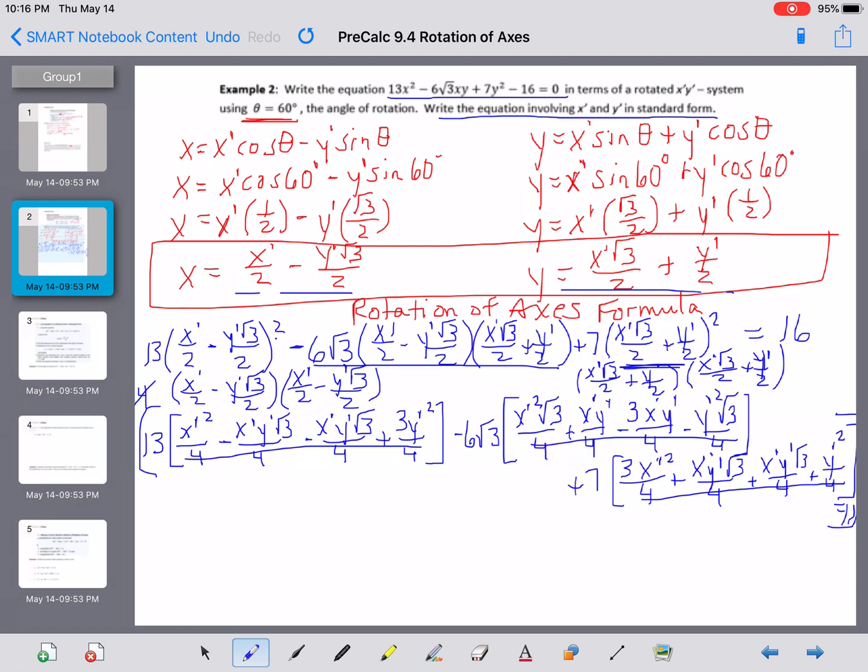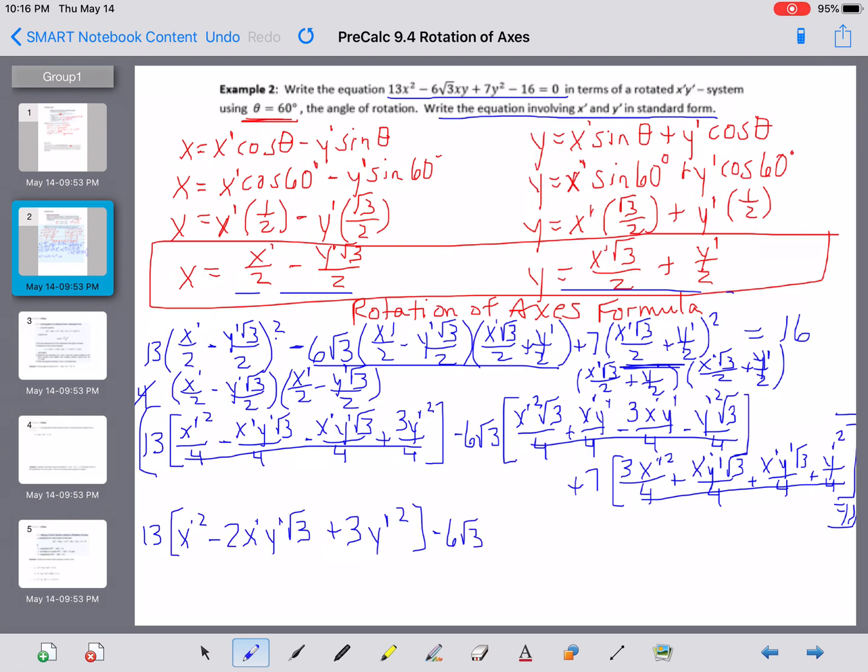Now I have 13, no more fractions, which is great. Inside this bracket, I have an x prime squared. These two middle terms actually match with a negative, so they become negative 2x prime y prime radical 3. That's not even very pretty. I probably should have pulled the radical 3 up front, but we're going to leave it for right now. Plus 3y prime squared. I have minus 6 radical 3.